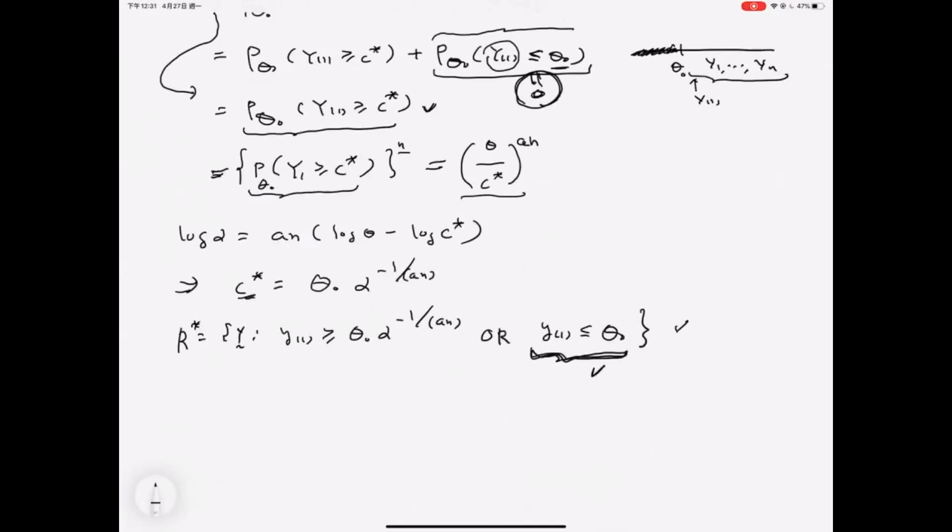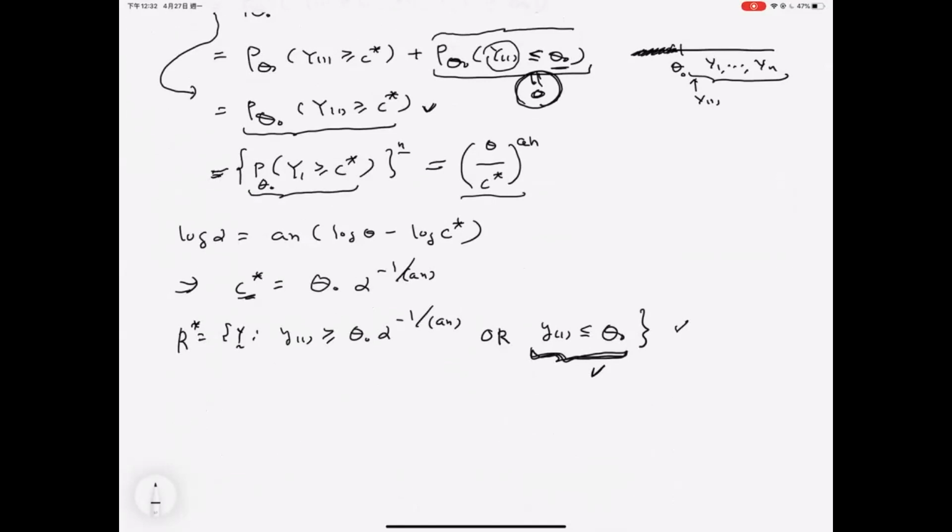Any question on A and B? This one is actually tricky. Even though you do have two tails of the rejection region, you only need to give your alpha to one side.